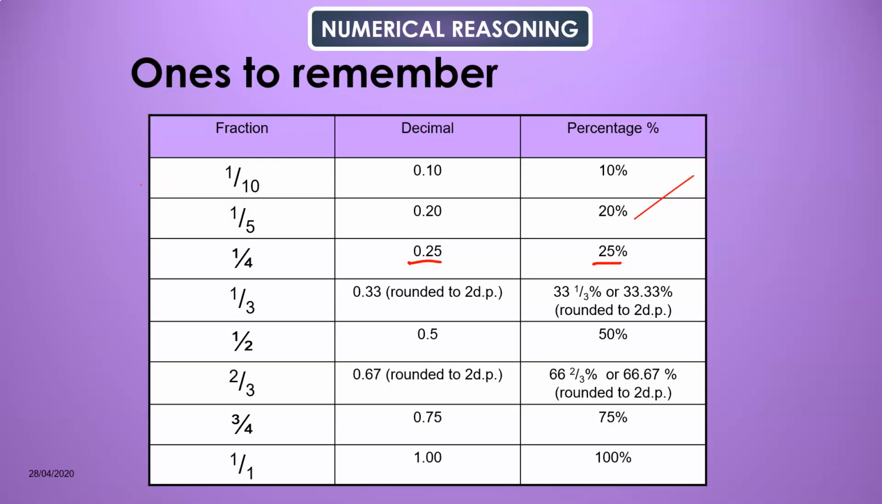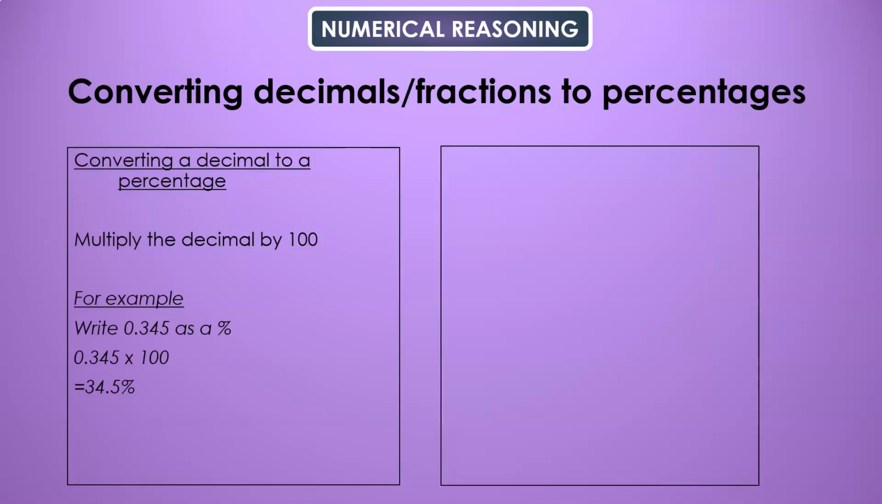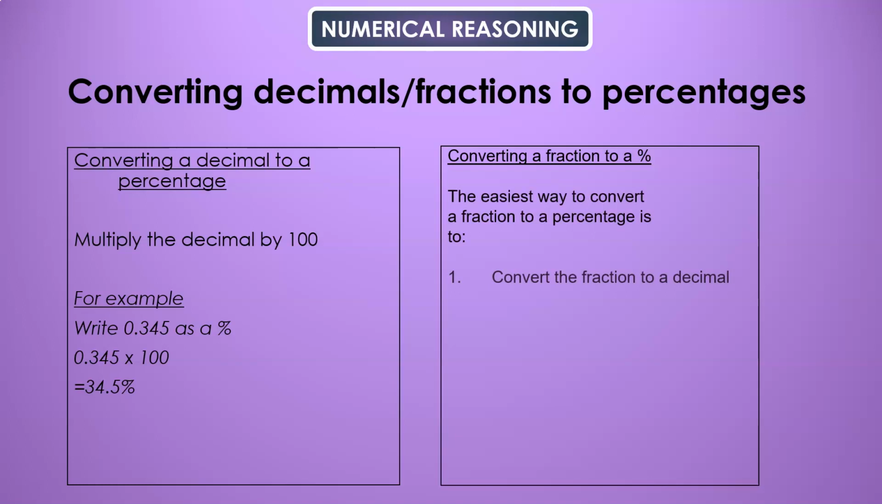So the big question is, if I have a fraction and I want a percentage, what do I do? So the key thing, converting a decimal to a percentage, is that you must multiply the decimal by 100. So if you have 0.345 as a decimal and you want it as a percentage, just times it by 100. So it becomes 34.5%. Likewise, the easiest way to convert a fraction to a percentage is to convert it to a decimal, which we already know how to do using our calculator, and then we multiply that decimal by 100. So that gives us our answer.